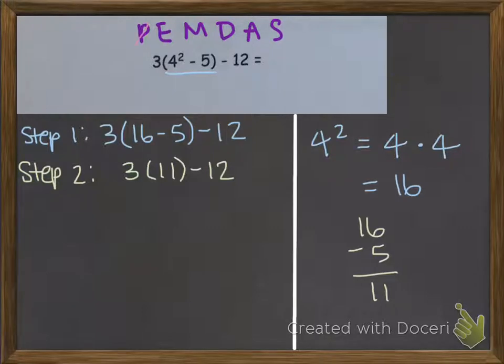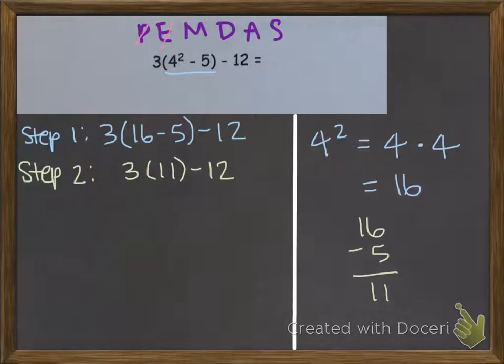because that's done. Now I look at the step 2 line and I say, hey, are there any exponents in the problem? Well, there aren't anymore because they were inside of the parentheses, and because they were inside of the parentheses, I had to go ahead and solve. So I'm done with exponents.